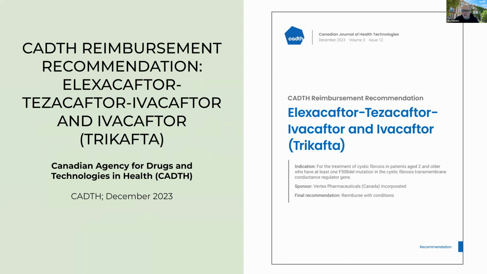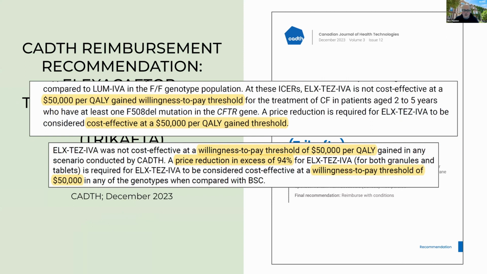So this is the recommendation published just last month for Trikafta. And if you read that recommendation, you will see language like this, and you see similar language in all of CADTH's recommendations. So at these ICERs, Trikafta is not cost effective at a $50,000 per QALY gained willingness to pay threshold. Again, there's this language later in that paragraph, cost effective at a $50,000 per QALY gained threshold. And CADTH actually uses this informal threshold to determine what price reduction to recommend to the payers and to the PCPA. So in that second clipping, you can see a price reduction in excess of 94% for Trikafta is required for Trikafta to be considered cost effective at a willingness to pay threshold of $50,000.